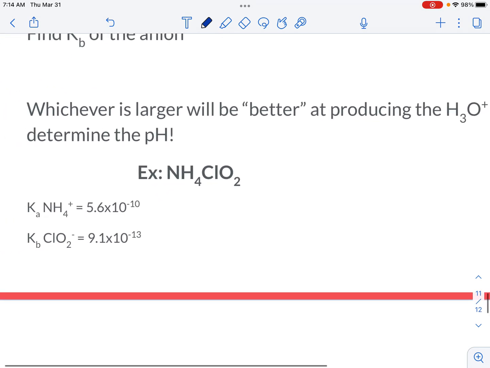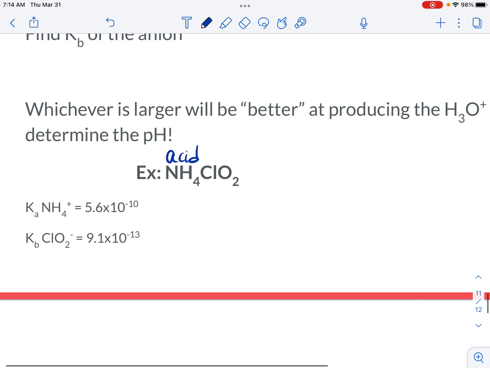So for this one, I chose ammonium chlorite. Neither one of these is the cation or the anion of a strong acid or a base. Ammonium has a Ka of 5.6 times 10 to the negative 10th, and it would be acidic because it's a Bronsted-Lowry acid. It's one of my amines that has already gained a hydrogen. And chlorite could be the anion of a weak acid. Its conjugate acid would be HClO2, which is a weak acid. So it should be a base. And now I need to decide which one's better at this.